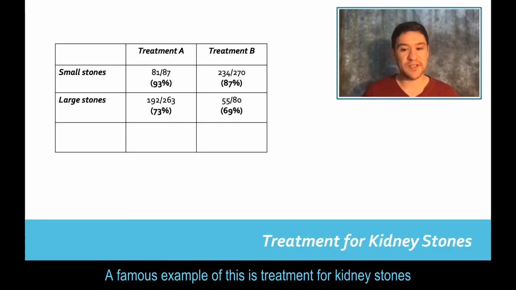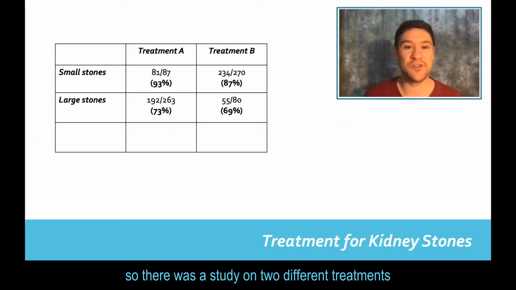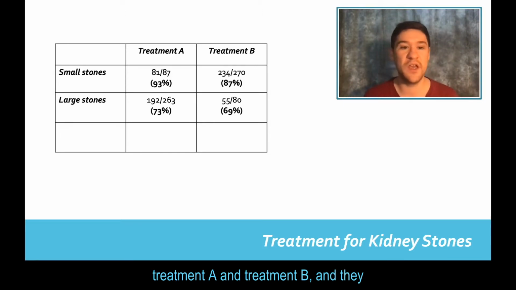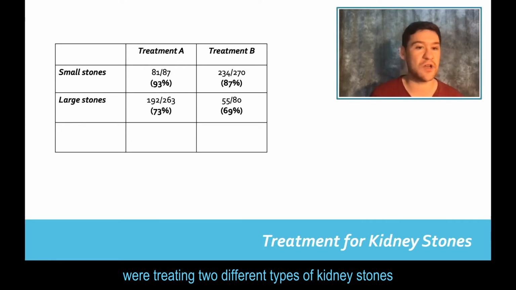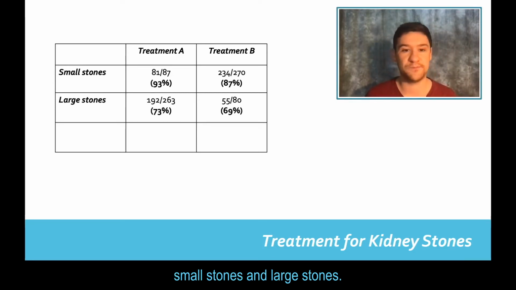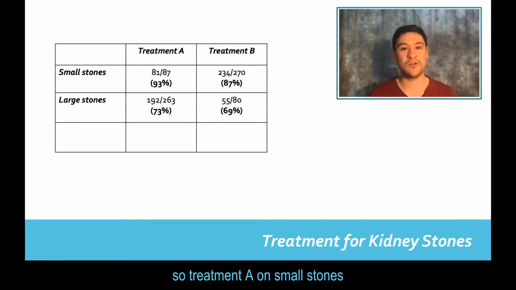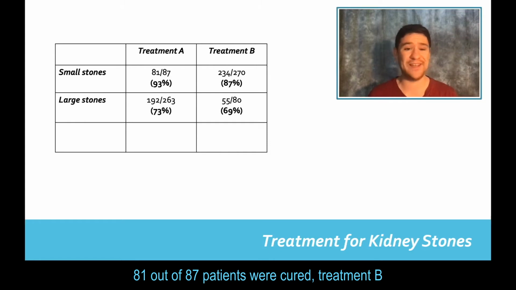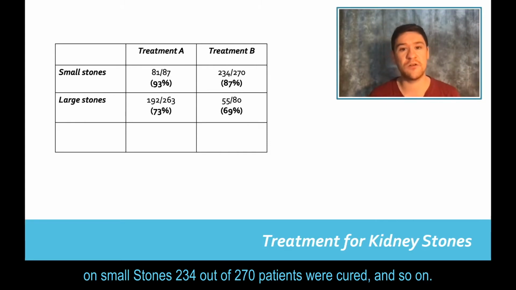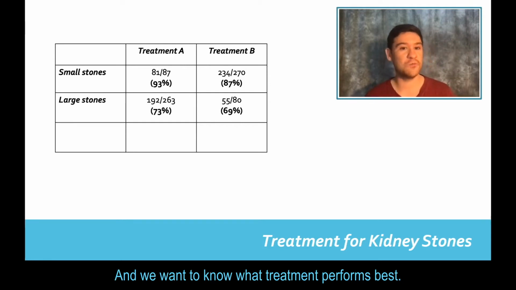A famous example of this is treatment for kidney stones. There was a study on two different treatments, treatment A and treatment B, and they were treating two types of kidney stones, small stones and large stones. This table shows how successful the treatments were. For treatment A on small stones, 81 out of 87 patients were cured. Treatment B on small stones, 234 out of 270 patients were cured, and so on. And we want to know which treatment performs best.